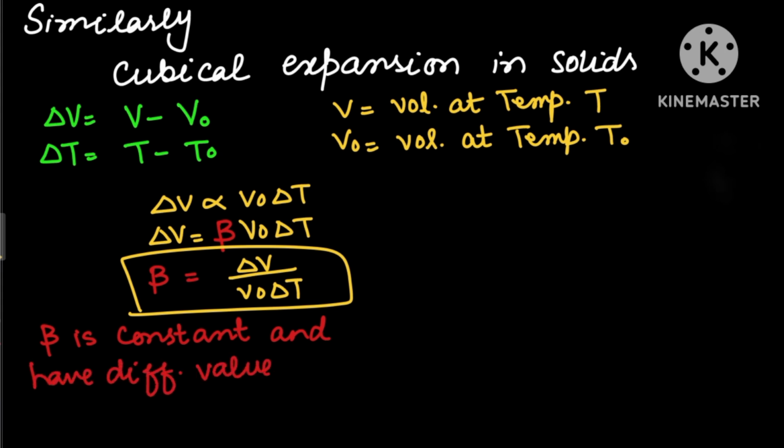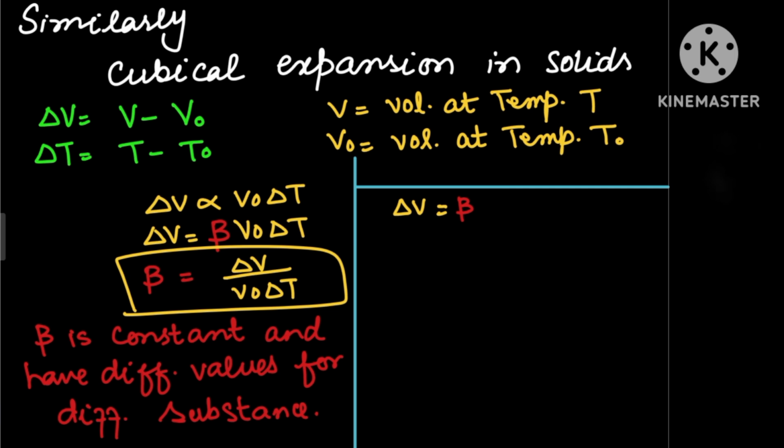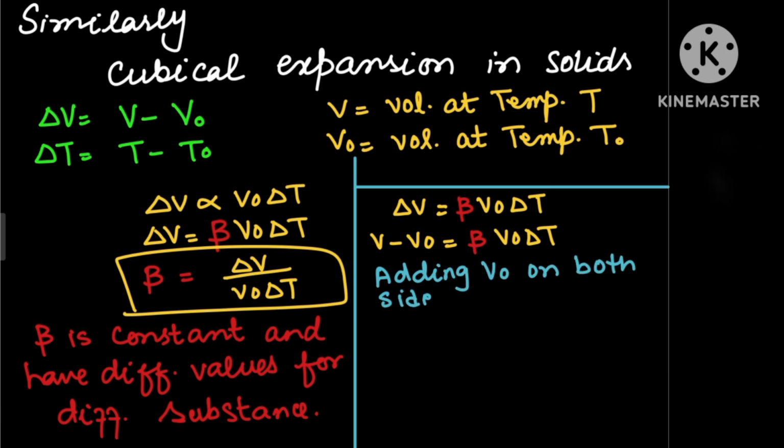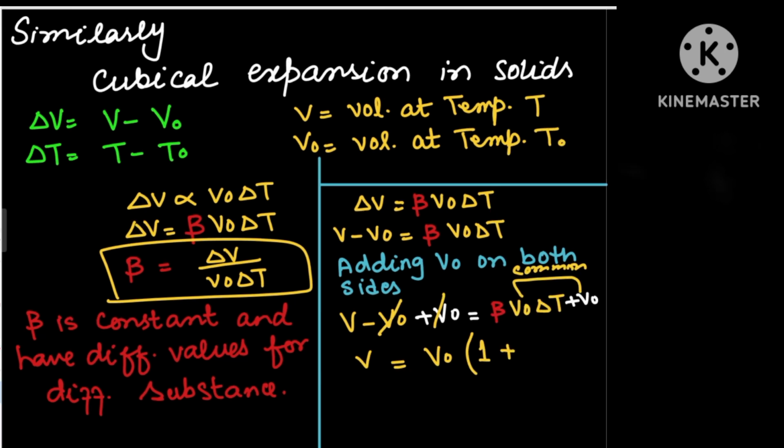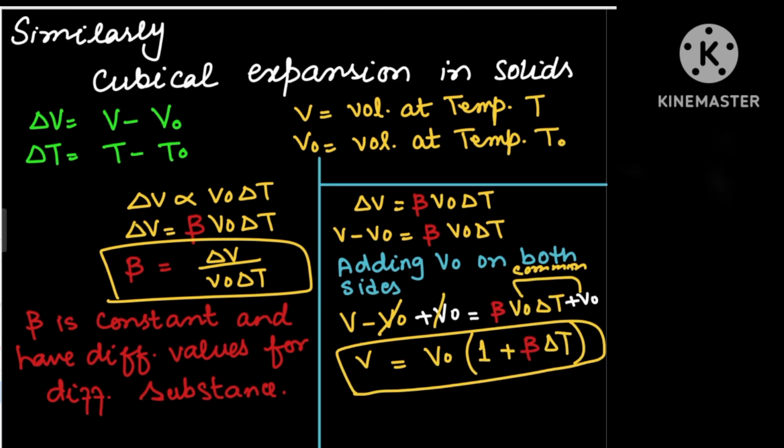Since delta V is equal to V minus V0, V minus V0 is equal to beta into V0 delta T. Adding V0 on both sides. On the left-hand side, V0 is cancelled, and on the right-hand side, it is taken common. So the final expression for cubical expansion, V is equal to V0 into 1 plus beta into delta T.